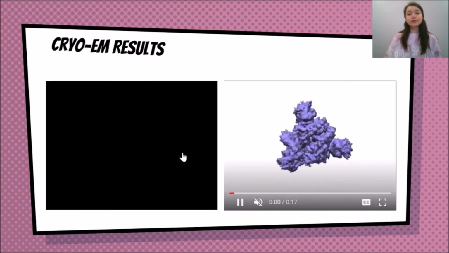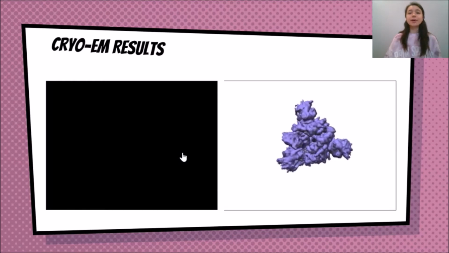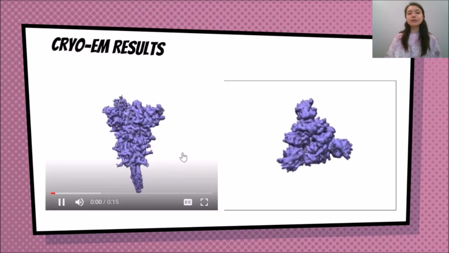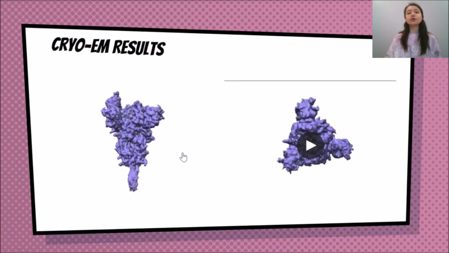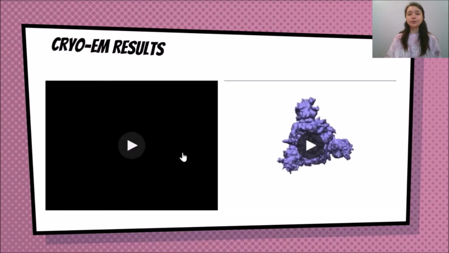The 3D variability feature in cryoSPARC revealed breathing of the S1 subunits as the receptor binding domain underwent a hinge-like movement. This was likely a factor in the relatively poor local resolution of S1 compared with the more stable S2 subunit. The structure on the left shows a 3D side view of the variability of the S trimer, while the structure on the right shows the 3D top view.